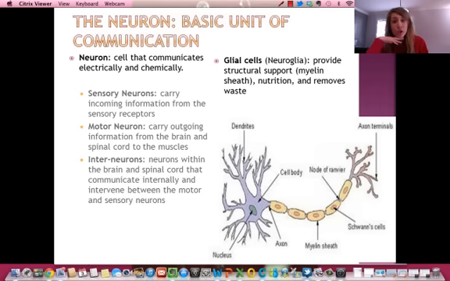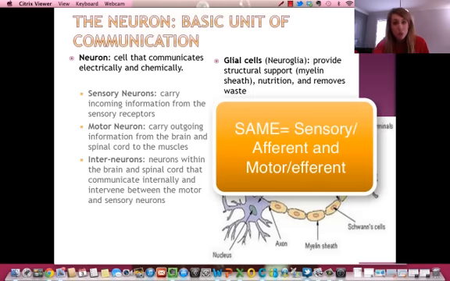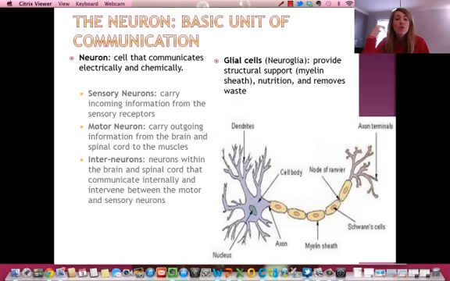So you have sensory neurons, which carry in information from your senses. They're afferent, remember, same, sensory, afferent. Then you have motor neurons, which go from your spinal cord out to your muscles and organs. So they allow you to move. And then you have interneurons that are in your spinal cord and in your brain, and those send the messages between the motor and the sensory, okay?